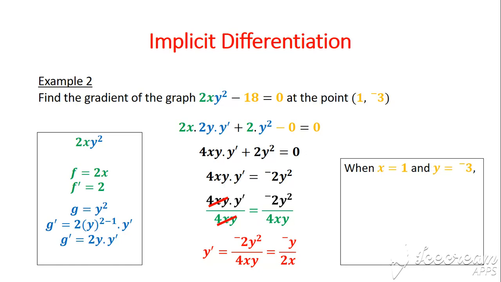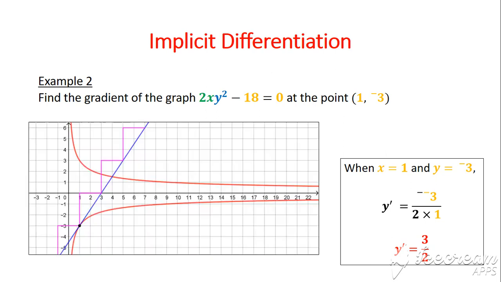Right, now we're given the point 1, negative 3, so let's substitute. Notice we need an x and a y to get the gradient. Substitute that into y dash to get a gradient of 3 over 2. So having a look at what the graph looks like, at the point 1, negative 3, we've figured out the gradient. It rises 3 and runs 2.